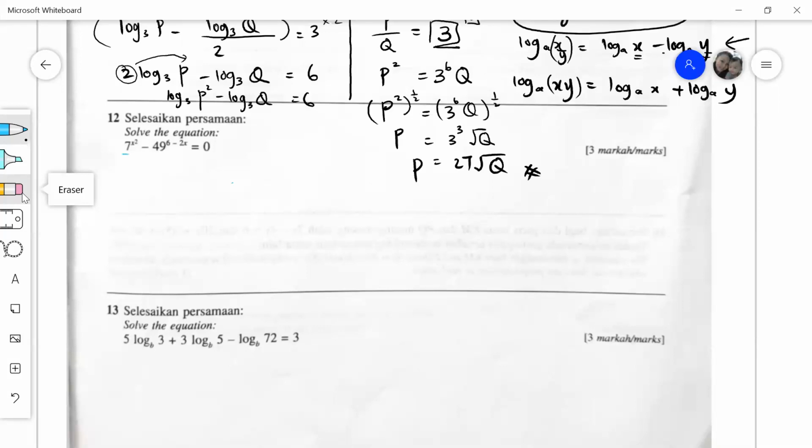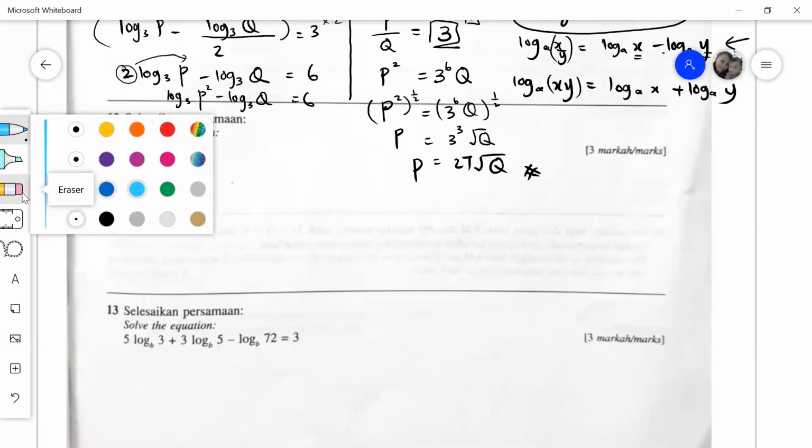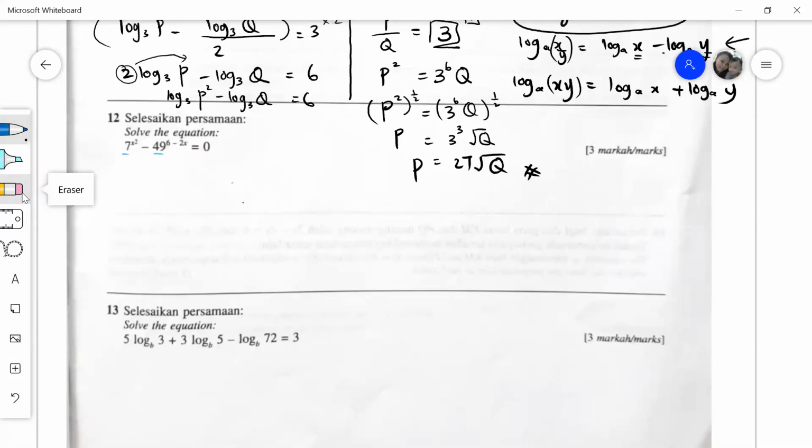So we have base 7 and base 49. Isn't it? 49 also can be written in base 7. So change that. So this one, just leave it first. 7 to the power of x squared minus 49 is actually 7 to the power of 2 raised up to the power of 6 minus 2x equals to 0, yeah? Okay, since it equals to 0, now we can do like this. Bring this one to the other side. So we have 7 to the power of x squared equals to 7 to the power of 12 minus 4x.